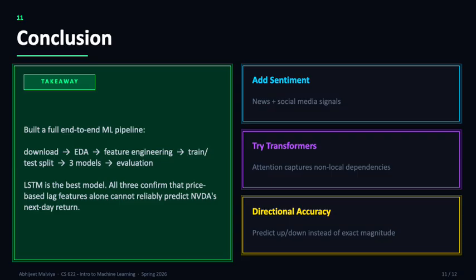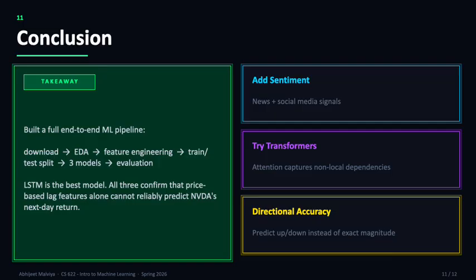So to wrap this up, this project built a full end-to-end machine learning pipeline for stock return forecasting. We collected real market data, did exploratory analysis, engineered proper time series features, and compared 3 models across 4 metrics. LSTM is the winner, but the broader conclusion is that predicting next day stock returns from price history alone is nearly impossible, and that's actually an insightful result.